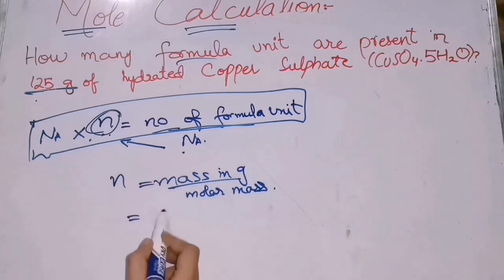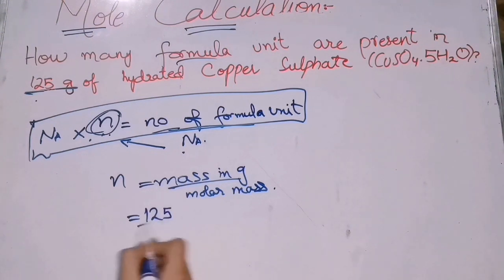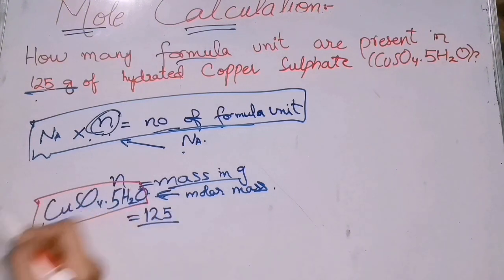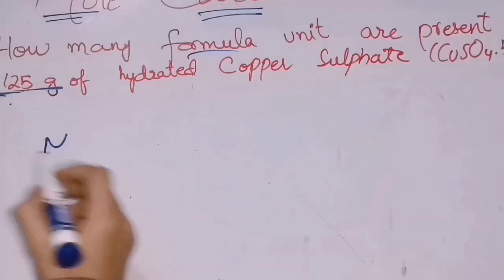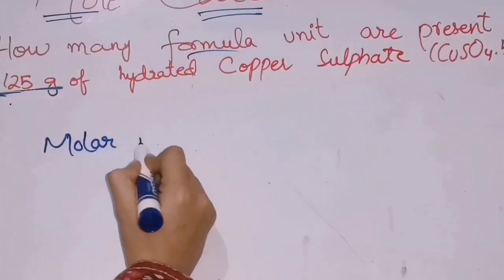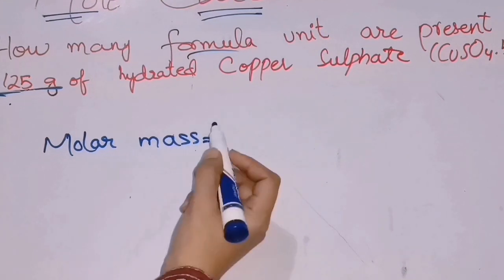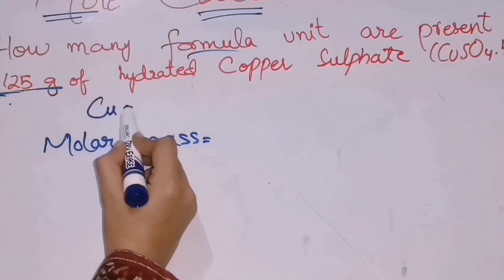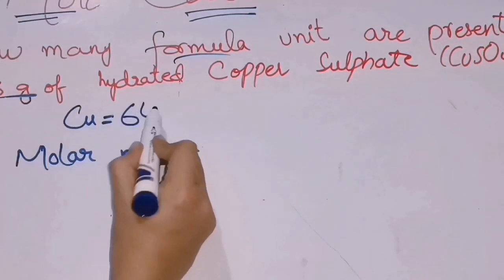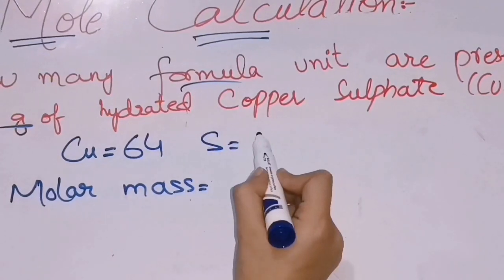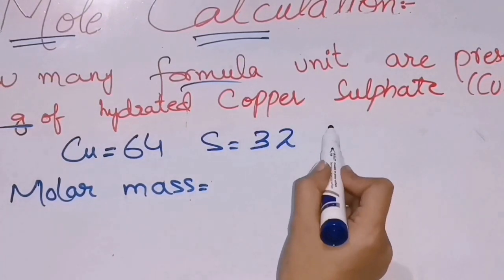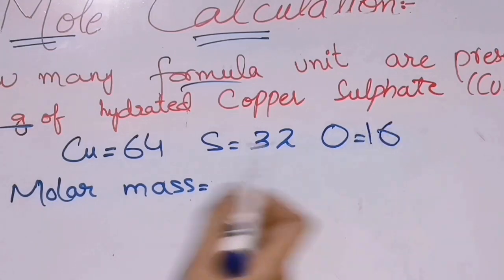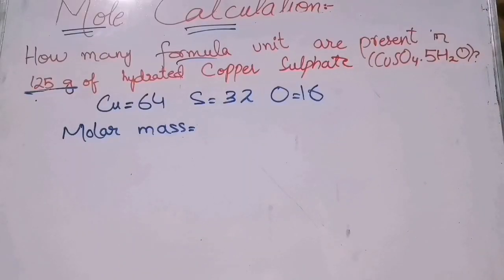We know the mass in gram, which is equal to 125. And we have to find the molar mass. So we have to find the molar mass of hydrated copper sulfate. Let us first find the molar mass. Molar mass is equal to, first we will write the atomic masses of all. The atomic mass of copper is 64, the atomic mass of sulfur is equal to 32, the atomic mass of oxygen is equal to 16, and we know the atomic mass of hydrogen, which is equal to 1.